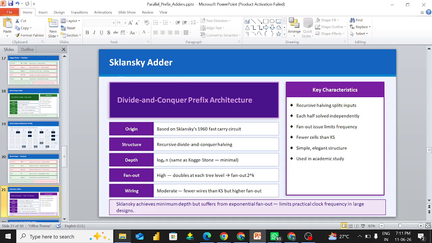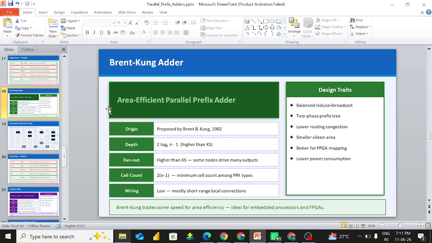The Ladner-Fischer adder uses a divide and conquer prefix architecture, okay. Like the Brent-Kung adder, I forgot to say this: it is an area-efficient parallel prefix adder. How are we going to achieve this? You're going to create two phases. Using the two phases, your depth will become more, but your area will be less. It creates somewhat less area. Just think like that, okay.